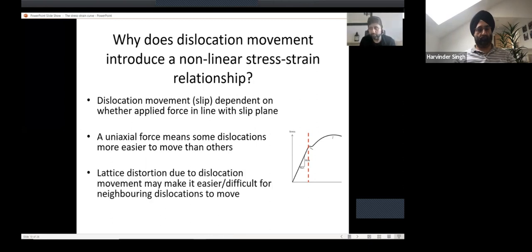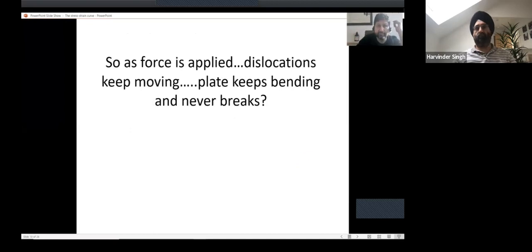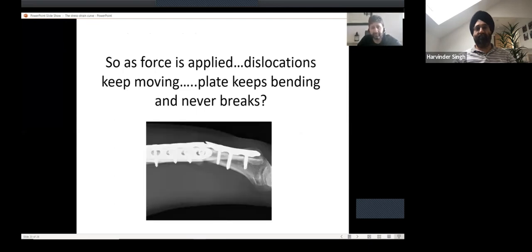So the lattice distortion that happens as these dislocations move can create new opportunities for some dislocations to move more easily, but conversely, it can also impact some dislocations which were finding it quite easy to travel through the lattice, but now no longer find it as easy. So as force is applied, what we're saying is that these dislocations keep moving. So we keep getting plastic deformation. So in essence, the plate should just keep bending and never break. But that doesn't happen. We know that eventually a plate breaks. So how do we explain this behavior?